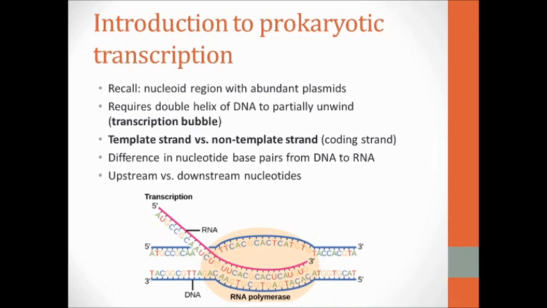There is a difference in nucleotide base pairing from DNA to RNA, as DNA has base pairing from adenine to thymine, A to T, and from cytosine to guanine, C to G. In RNA, we have complementary base pairing from adenine to uracil instead of thymine, A to U, but we still have that cytosine to guanine, C to G.